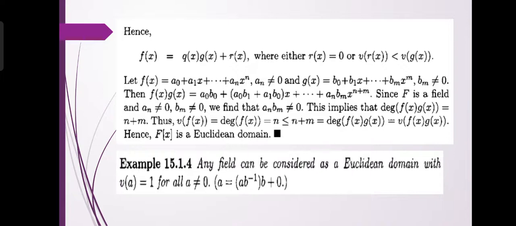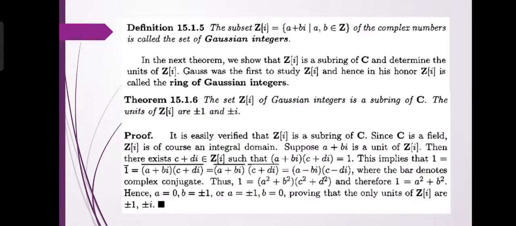Hence, F[x] is a Euclidean domain. So that's the end of the proof. By the example of 15.1.4, any field can be considered a Euclidean domain with v(a) = 1 for all a not equal to 0, since a = (ab^-1)b + 0.